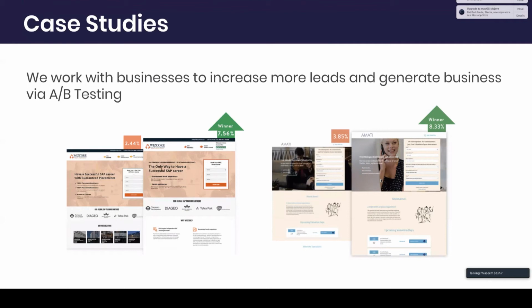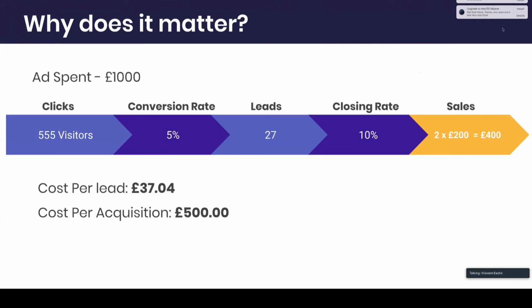And for example, going back to the VizCore example, you can also notice that we had a different heading, where in the first instance we had "have a successful SAP career with guaranteed placement" versus "the only way to have a successful SAP career". So that shows authority, and that also shows the visitor that these are the guys who know their stuff in a way. So there's a copywriting element, there's a design element, and there's overall a marketing element which goes into conversion rate optimization. And I think this is very important.